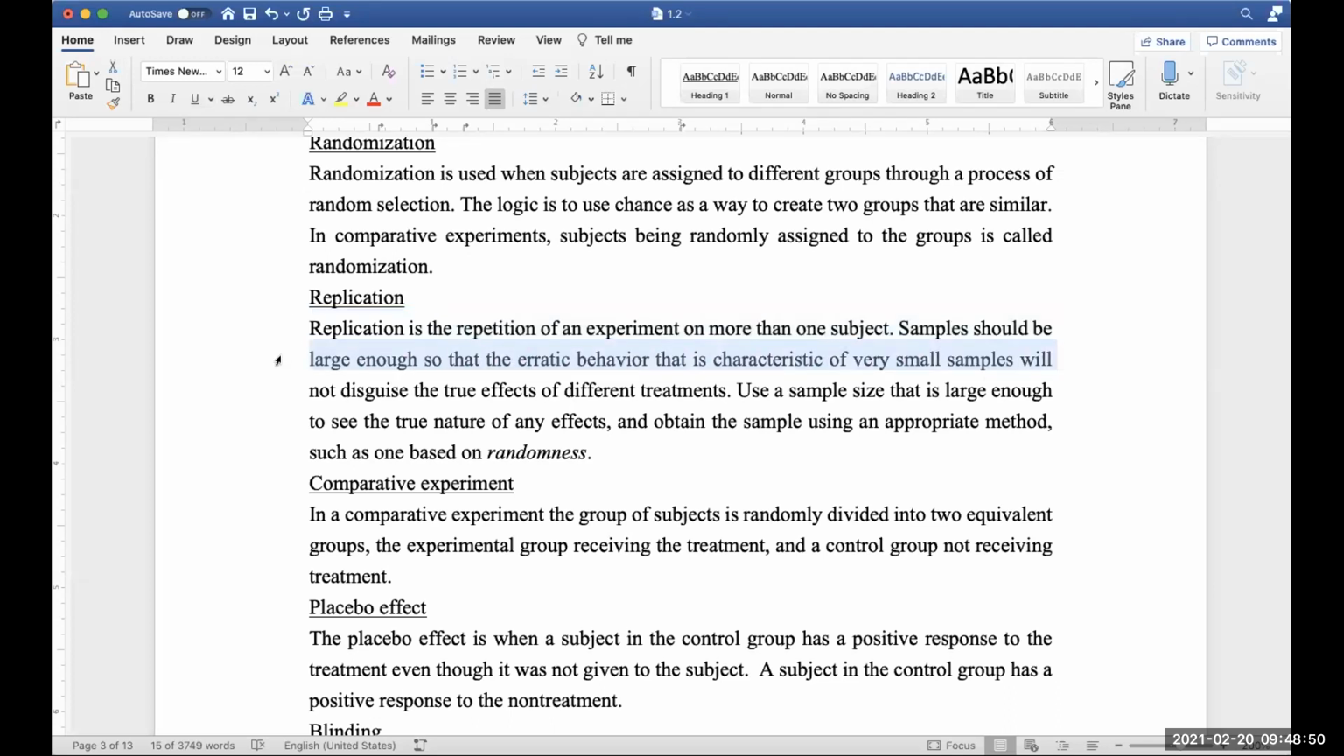So samples should be large enough so that the erratic behavior that is characteristic of very small samples will not disguise the true effects of different treatments. Use a sample size that is large enough to see the true nature of any effects, but not too large so that it becomes unyielding to actually do an experiment. And you obtain the sample using some sort of appropriate method that gives you a representative sample, such as using randomness.